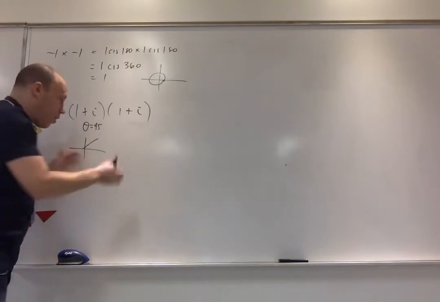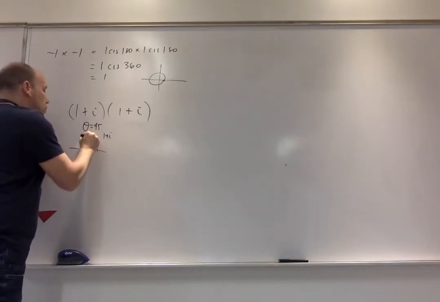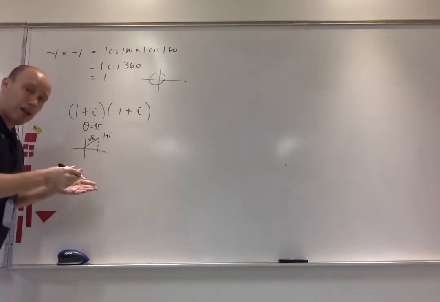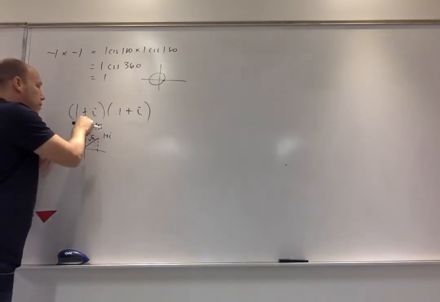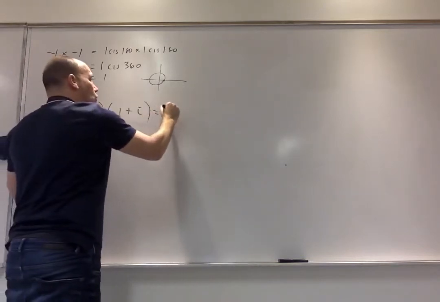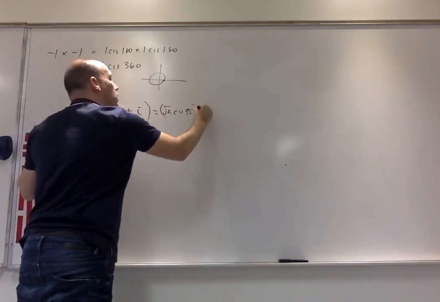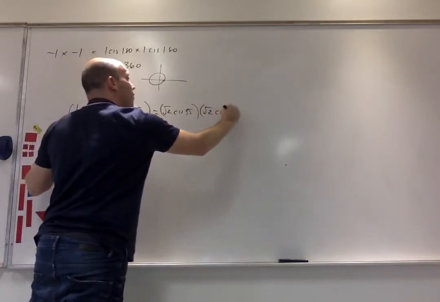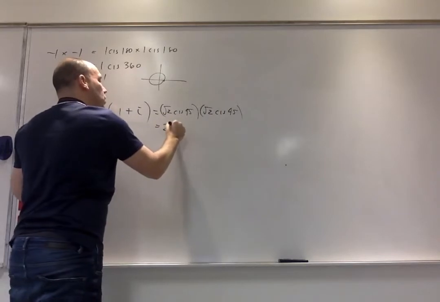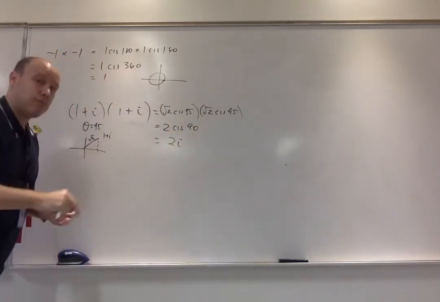From Pythagoras' theorem, once again, this is 1 plus i. You know the modulus is radical 2. So if I say 1 plus i times 1 plus i, in your head you go, okay, radical 2 cis 45 times radical 2 cis 45, which is 2 cis 90, 2i. That's the idea.